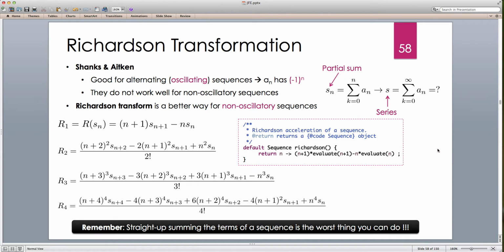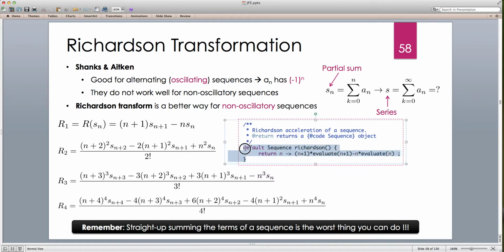All right. So the first Richardson transformation is to take Sn and Sn plus 1 and multiply Sn plus 1 by n plus 1, and then multiply Sn by n and subtract it from n plus 1 times Sn plus 1. All right.